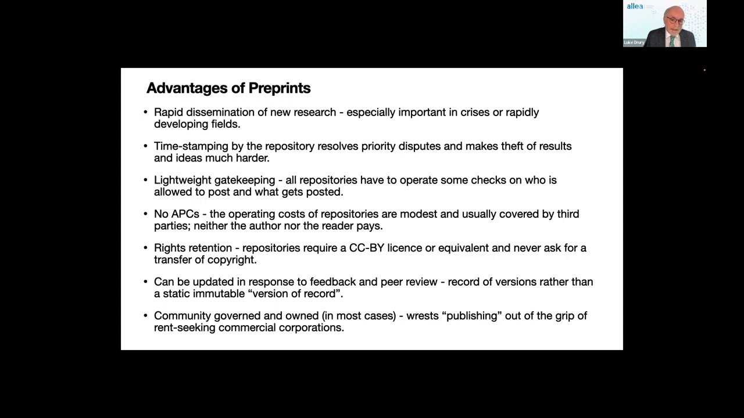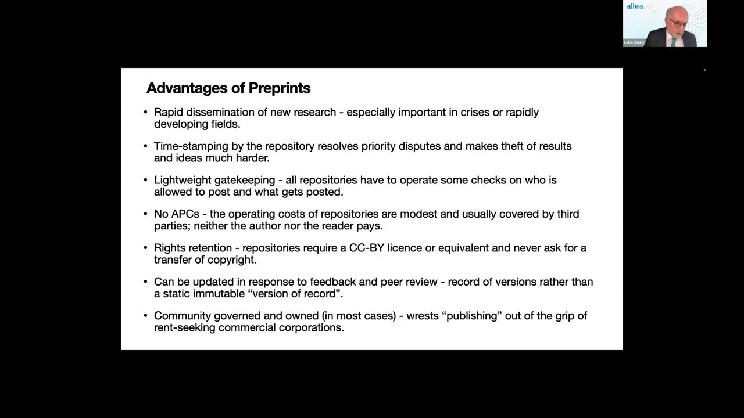All repositories that I know of require something like a CC BY license. They never ask for a transfer of copyright. The original authors retain the right to reuse their material as they see fit. And as Jeffrey said, it's important that a digital record on a preprint archive can be updated in response to community feedback and peer review. You have a record of versions rather than a static, immutable version of record, which is frozen in time.